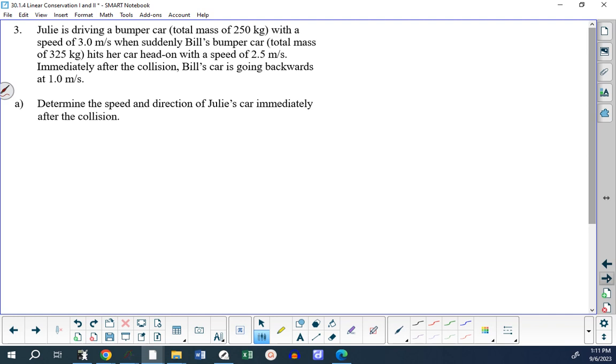Immediately after the collision, they bounce off of each other. Bill's car is going backwards at 1 meter per second. What is the speed and direction of Julie's car immediately after the collision? There's no way to do this other than to say momentum is conserved. So we start off with this principle of physics that the total momentum before and the total momentum after are equal.